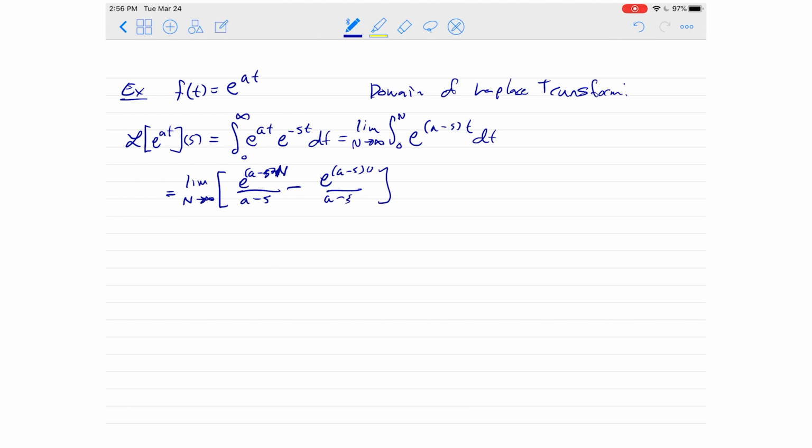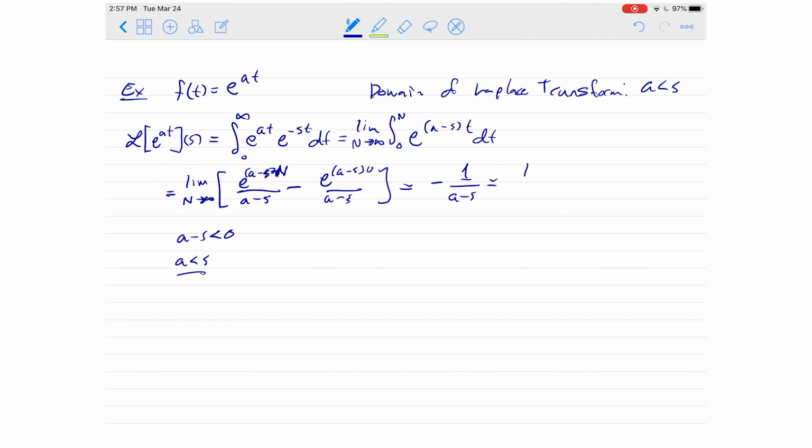Okay, now again, what do we need? Well, we need basically that a minus s has to be negative, because we want this thing to go to 0. All right, so if that's negative, then that means that s has to be bigger than a. All right, and so that gives us our domain. Now provided that happens, then that means that a minus s is less than 0, which means that term goes to 0, and what we're left with is minus 1 divided by a minus s. That's because e to the a minus s times 0 is 1.